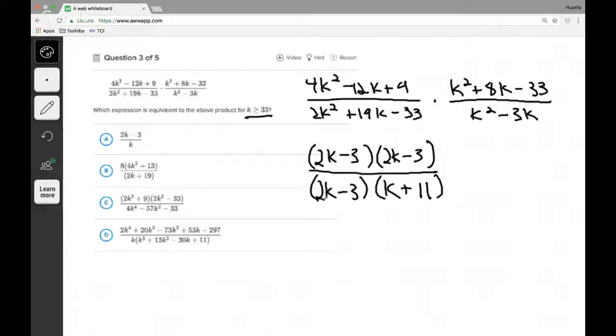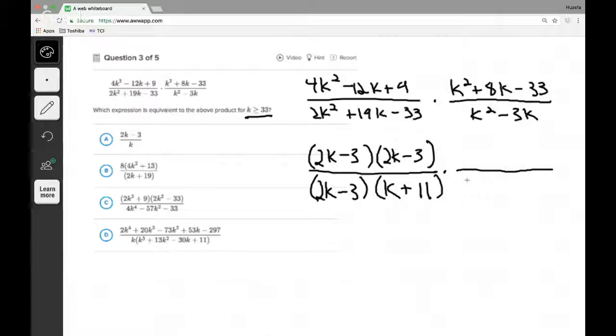Look, 2k times k is 2k squared. That'd be 22k over here and negative 3k. Negative 3k plus 22k, of course, gives us our 19k. And then we got these multiplied at the end to give negative 33. This is hardcore factoring, and that is all good and done. We're going to do the cancelling out in a second. Let's just factor this denominator.